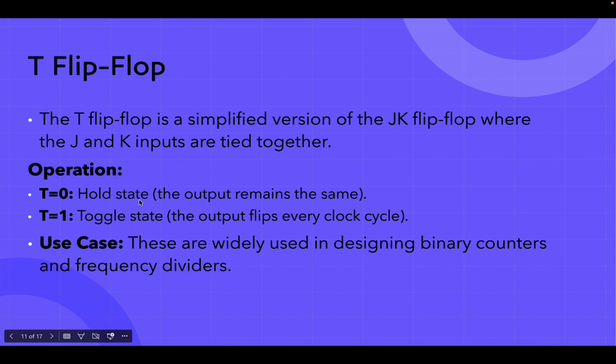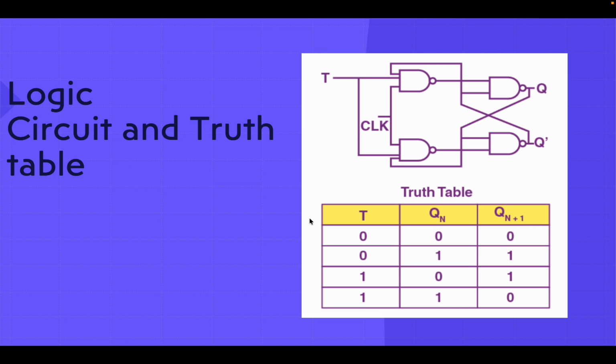Means both the inputs will be T itself. Here T equals 0 is the hold state. The output remains the same. T equals 1, it will get toggled. We'll see the truth table. Whenever the input is 0, it will hold on to the previous state. Whenever it is 1, whatever is the previous state, it will toggle it. If the previous state is 0, your output will be 1. If the previous state is 1, your output will be 0. So simply, when it is 0, hold on to the previous state. When it is 1, toggle the previous state.